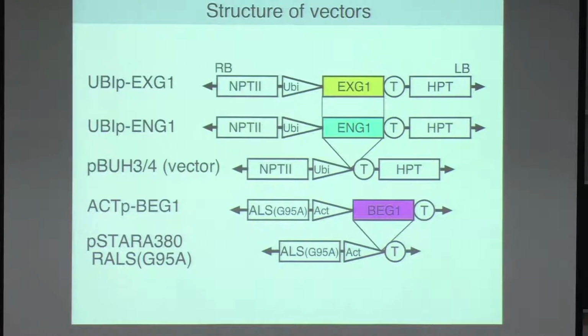This shows the vectors used for rice transformation. EXG1 is exoglucanase, ENG1 is endoglucanase, and BEG1 is beta-glucosidase. All three genes are derived from rice. For these two genes, the ubiquitin promoter is used, and for this gene, BEG1, beta-glucosidase, the actin promoter is used. Both the ubiquitin promoter and the actin promoter are very strong constitutive promoters in rice.